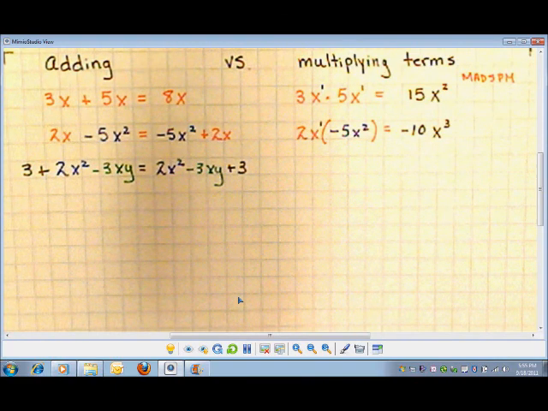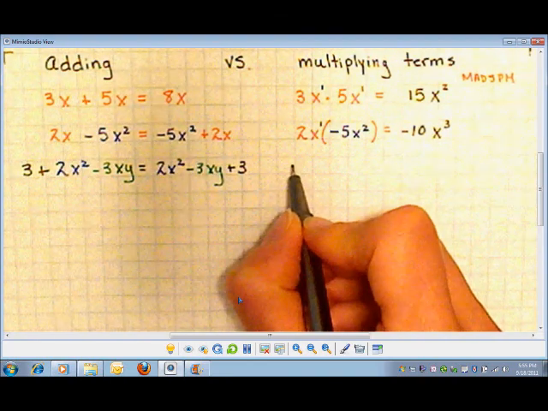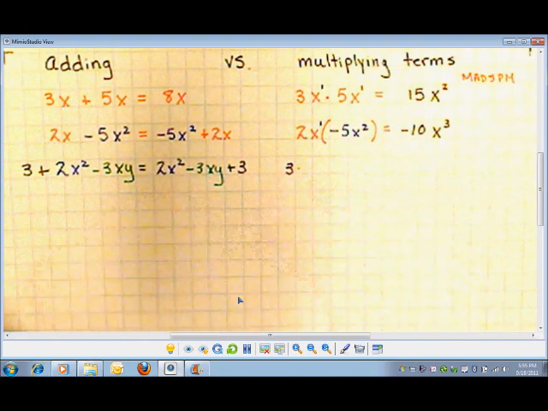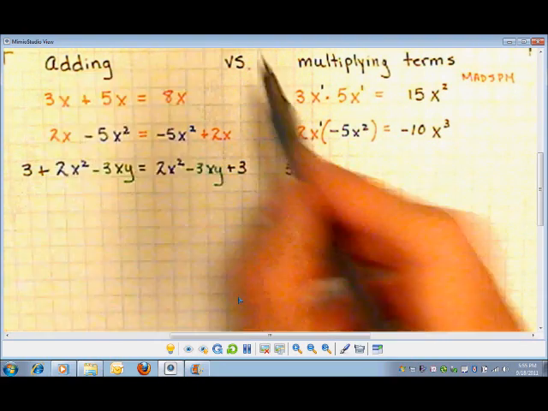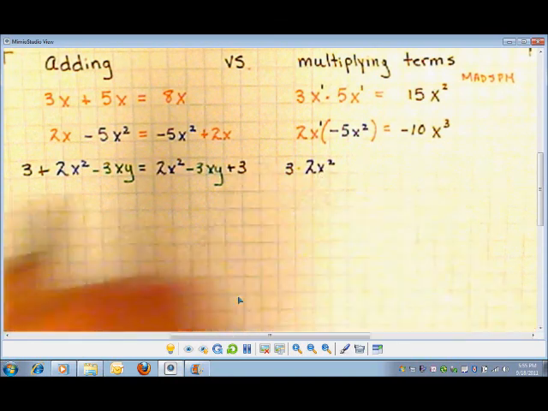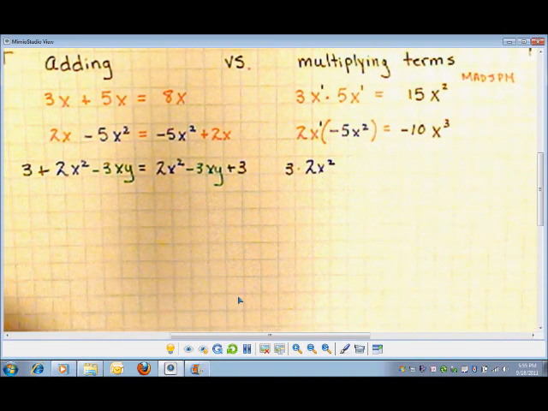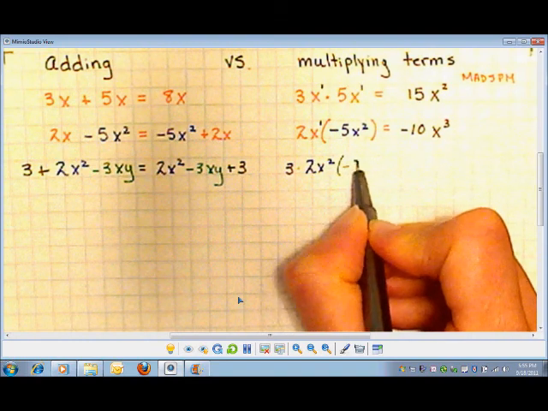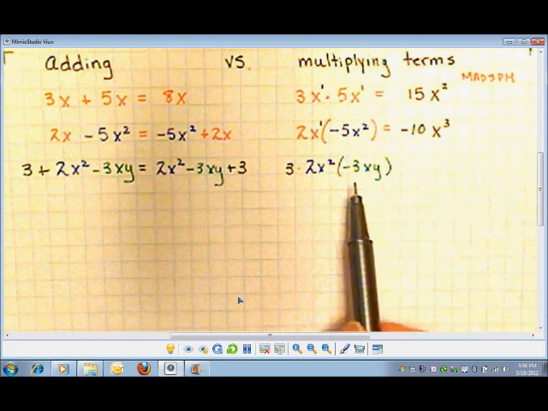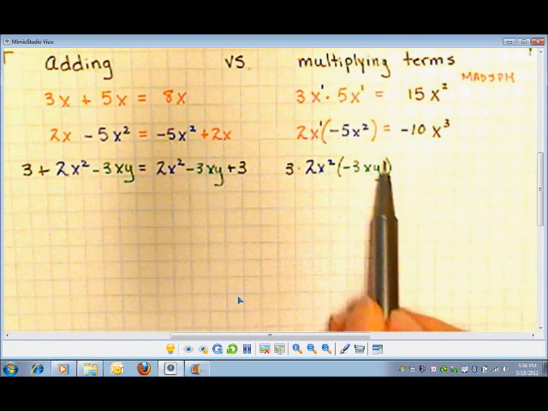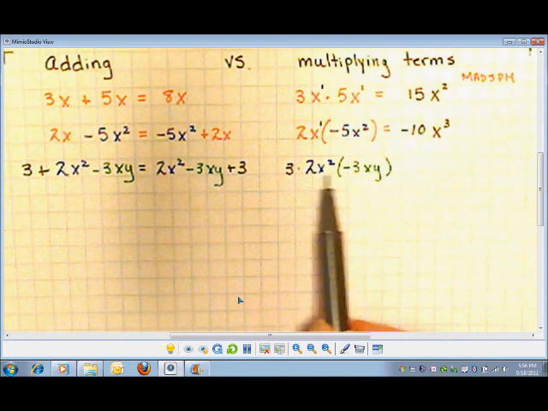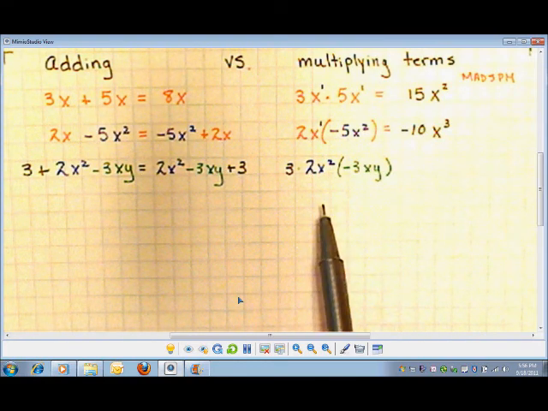Well, let's look at multiplying. If I were to multiply those terms together, I would get 3 times 2x squared times (negative 3xy). Now the reason I put negative 3xy in parentheses is so we could clearly see we're multiplying that with the 2x squared and not subtracting.